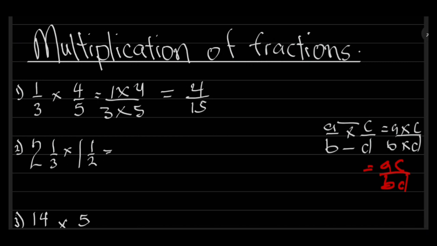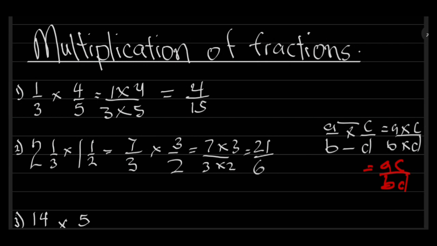Now changing this to mixed fractions. 3 times 2 is 6. Changing this to improper fractions, 3 times 2 is 6. 6 plus 1 would give us 7 over 3. 2 times 1 is 2 plus 1 will be 3, so 3 over 2. So this would give us 7 times 3 over 3 times 2. So this would give us 21 over 6. But we can still cancel out by 3. 3 goes here twice. 3 goes here 7 times. That will give us 7 over 2.